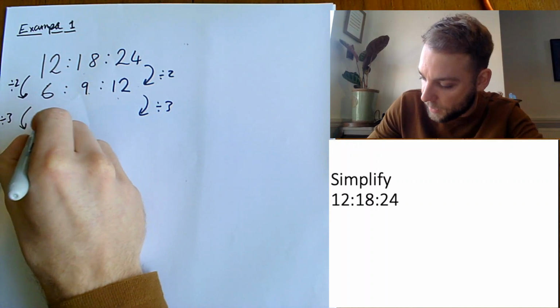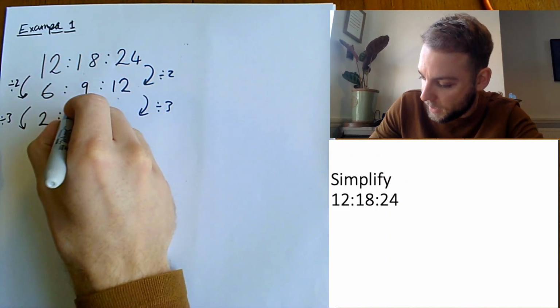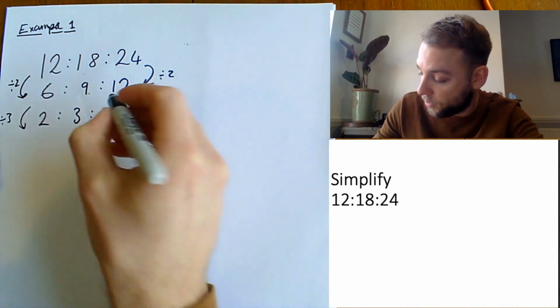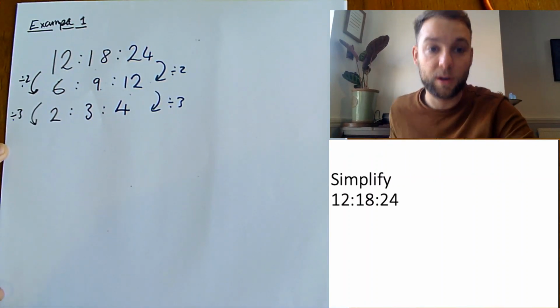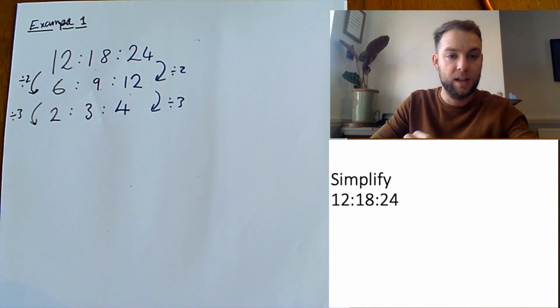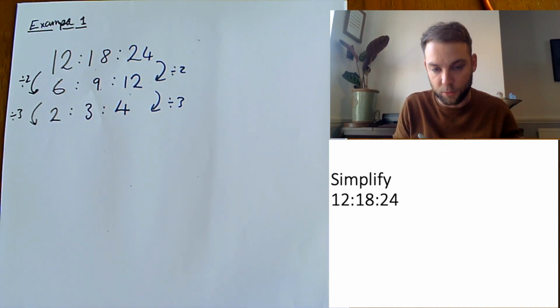6 divided by 3 is 2. 9 divided by 3 is 3. And 12 divided by 3 is 4. And that's that first little question done. Nice and straightforward. Simplifying ratios, you've got to cancel it down as much as you can.